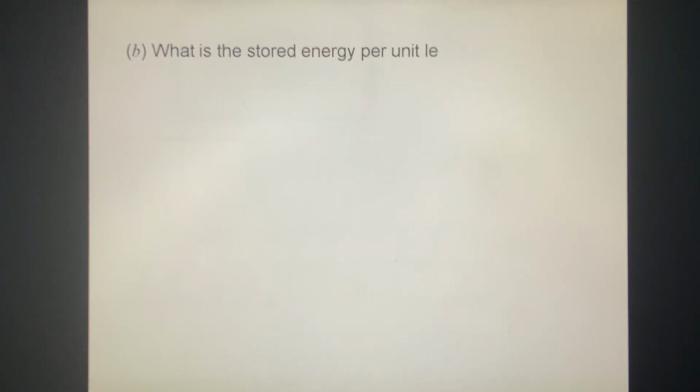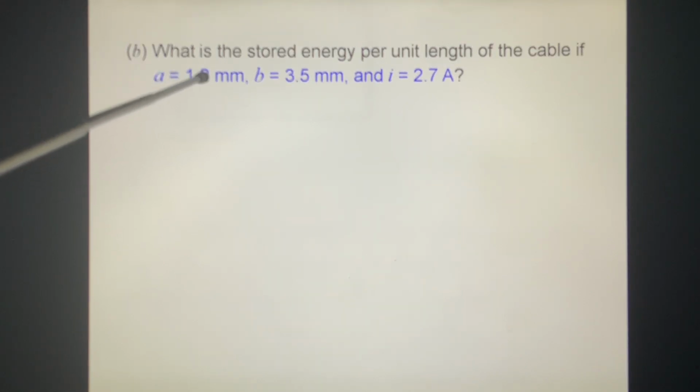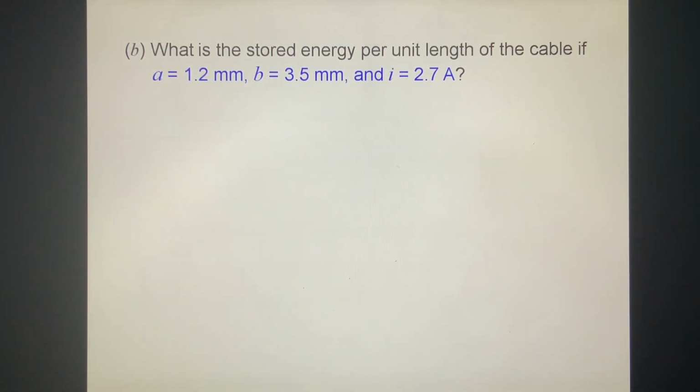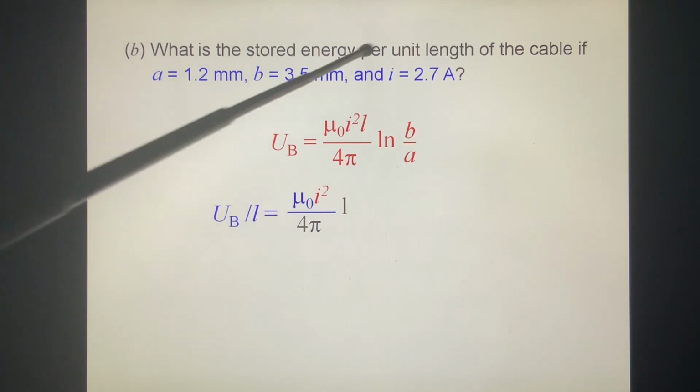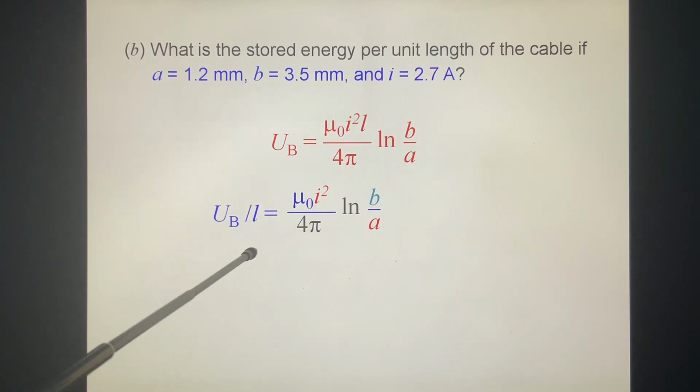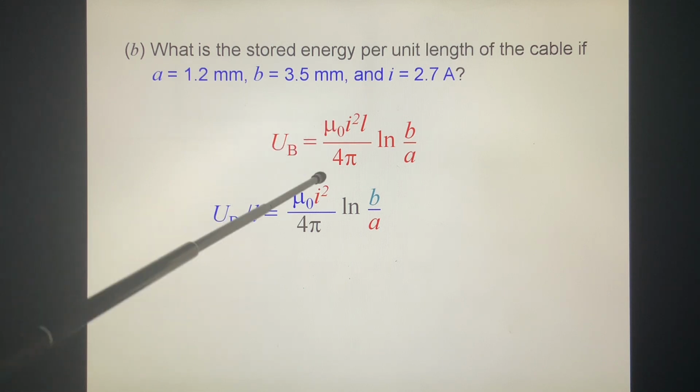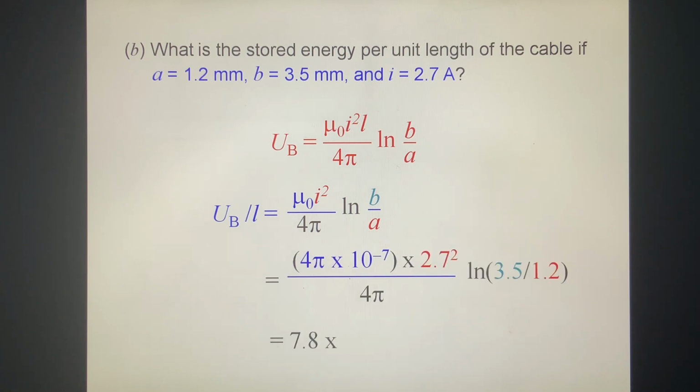Question B: what is the stored energy per unit length of the cable if a is 1.2 millimeters, b is 3.5 millimeters, and I is 2.7 amperes? We just put the numbers inside. Very simple. Per unit length, we take the L over here. The energy stored per unit length is equal to mu 0 I squared over 4 pi times log of b over a. We put the numbers inside, and we get the answer: about 780 nanojoules per meter.